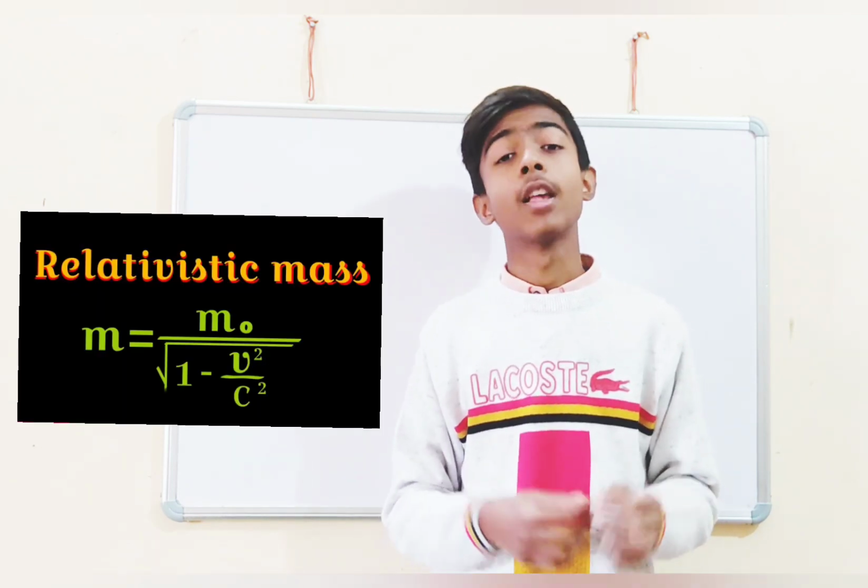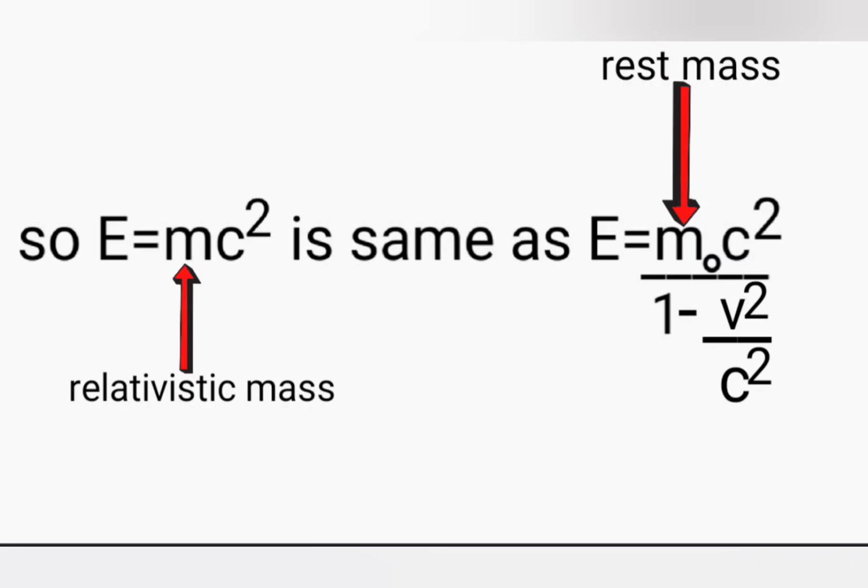The mass in E equals mc squared is not the rest mass, it is the relativistic mass. And this relativistic mass is equal to the rest mass multiplied by the gamma function. So E equals mc squared is the same as E equals gamma mc squared, but in E equals mc squared, m is the relativistic mass, whereas E equals gamma mc squared contains the rest mass of an object.